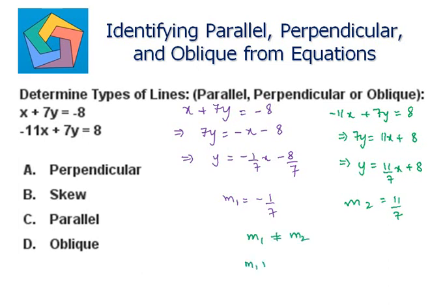Let's see m1 times m2. Minus 1 by 7 times 11 by 7 is minus 11 by 49, since 7 times 7 is 49. So negative 11 by 49 is not equal to minus 1. Therefore the lines are neither perpendicular nor parallel. So we can say the lines are oblique. So D, oblique, is the answer. Next problem.